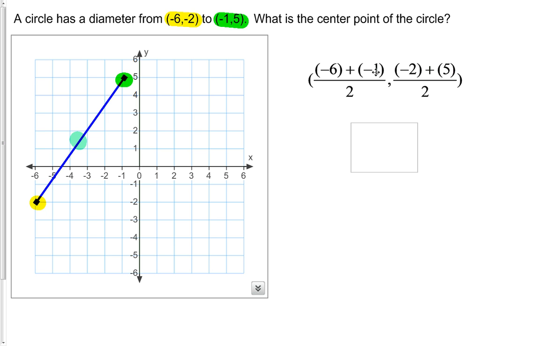-6 and -1 is -7. And that's all over 2, so -7 halves. -2 plus 5 is going to be 3, and still over 2, so 3 halves. So -7 halves, 3 halves.